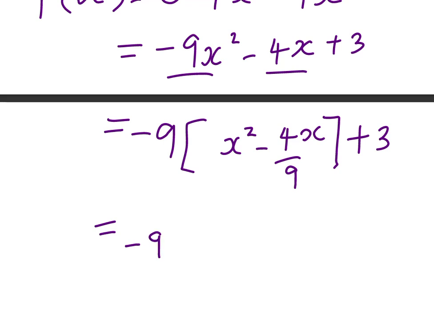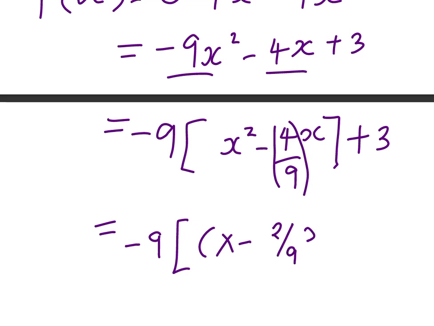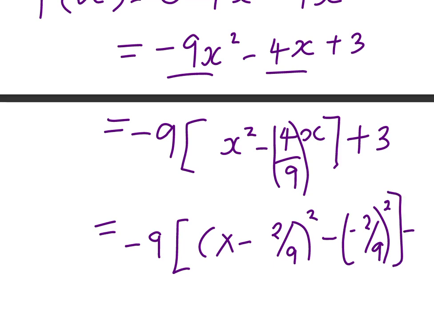So negative 9 into bracket, we take x minus half of 4 over 9. Half of 4 over 9 is the same as 2 over 9. Sorry, no x, we remove the x, put a bracket and then square it. The same value, we take it minus into bracket negative 2 over 9 squared. And then now we're going to do plus 3.